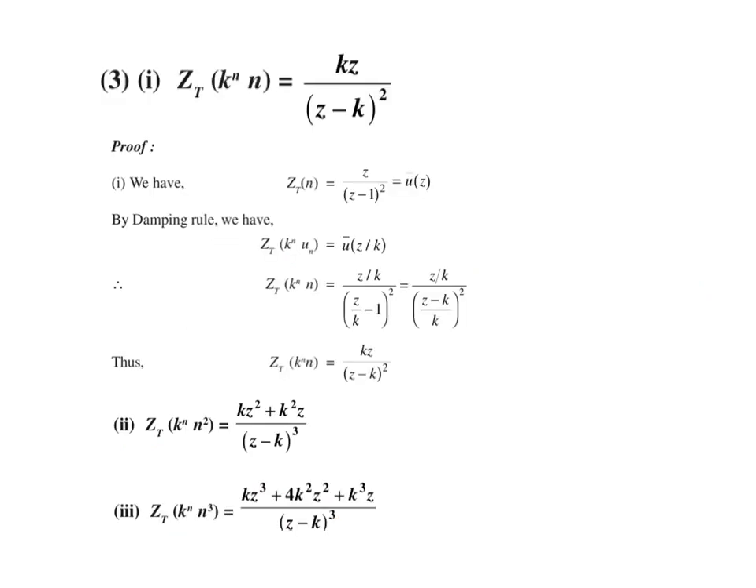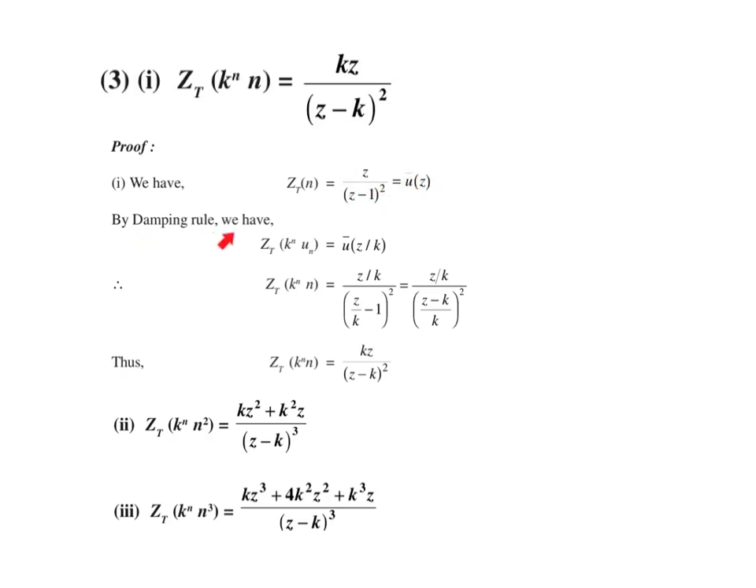The next important result, using the damping rule, second property. So we can prove this result. We have here the Z transform of k power n into n is equal to kz divided by (z minus k) whole square. We have already proved in a previous result that the Z transform of n is z by (z minus 1) whole square, that is u bar z.